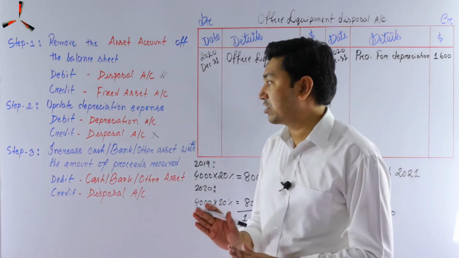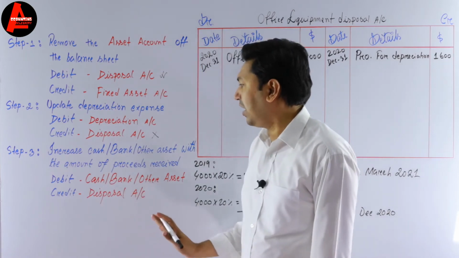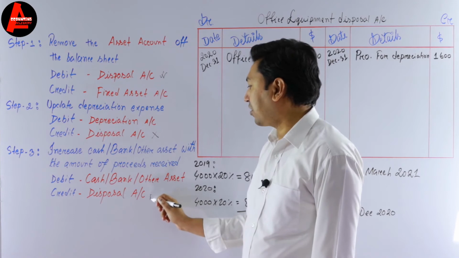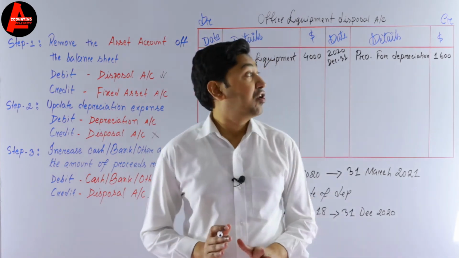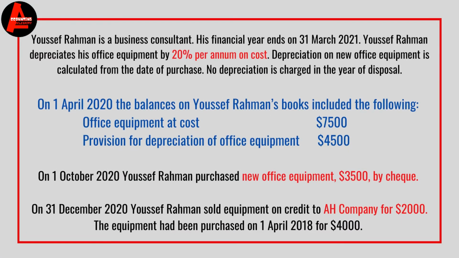So we have to record it. So how to record? We need to debit the cash, bank or other proceeds. Okay, we need to credit the disposal account. Here the disposal account is credit once again, so we have to record on the credit side. Okay, but what to write? Let us have a look at the question.